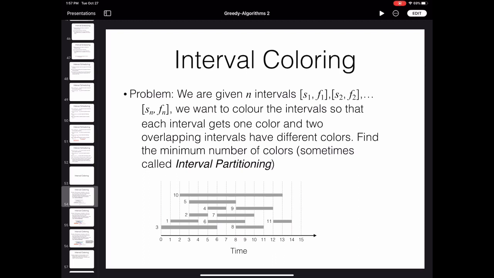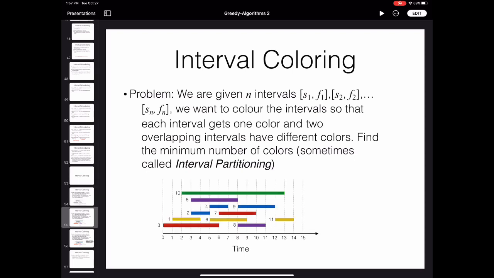So, for example, in this example that I have here, these 11 different intervals, one optimal solution is this. And as you can see, I'm using 5 colors to color all of the intervals, and this is optimal. This is the minimum number of colors we need to color all of them.